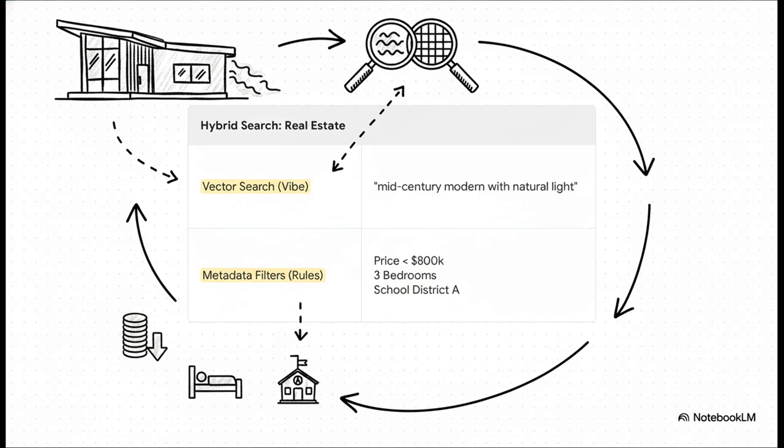Imagine you're looking for a house. You want a place with a certain vibe, a mid-century modern home with natural light. That's your vector search. But you also have a strict budget. You absolutely need 3 bedrooms, and it has to be in a top-rated school district. Those are your rules. A truly smart system has to be able to handle both of those things at the same time.